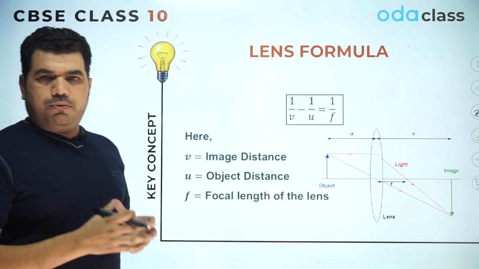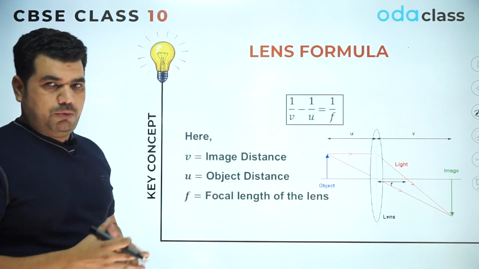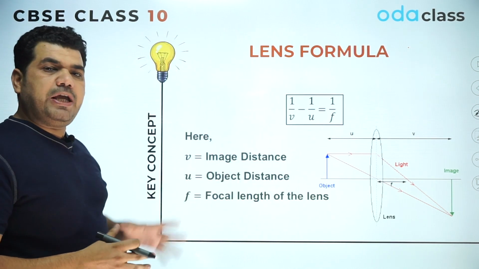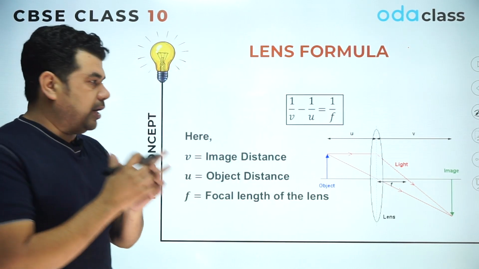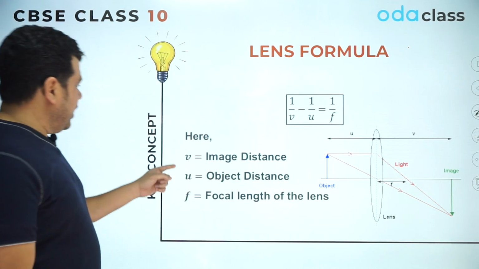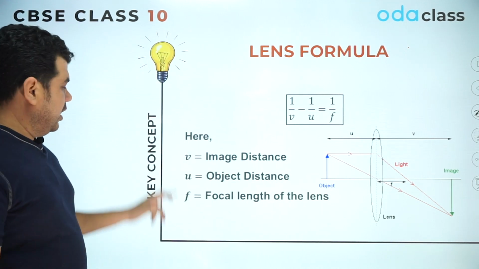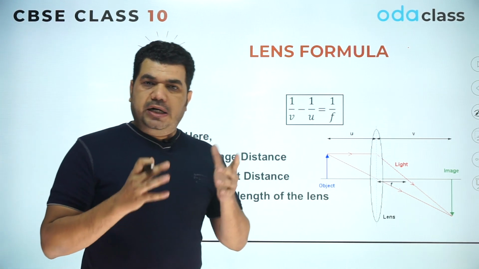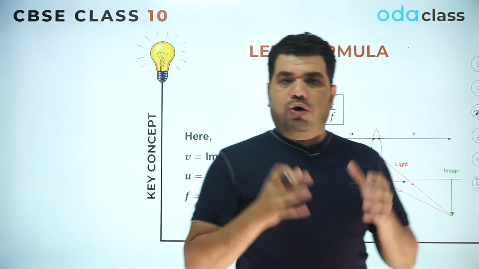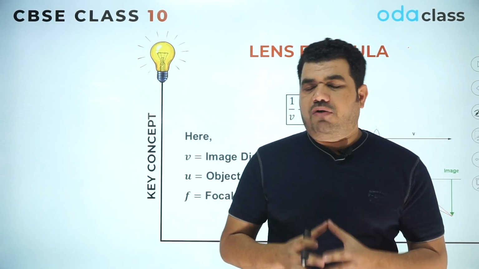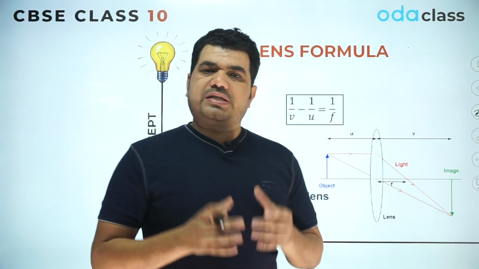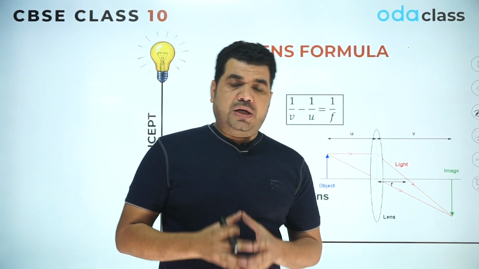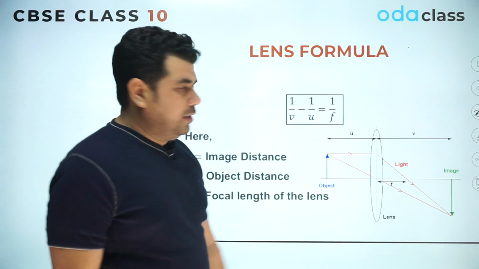Before going to start the numerical, let me introduce that formula. As you can see on your screen, the formula for the lens is 1 upon V minus 1 upon U is equal to 1 upon F. Here V is the image distance, U is the object distance, and small f is the focal length. And what other knowledge do you require to apply this formula? That is a very, very important thing, which is the sign convention. So what is the sign convention and how do you use the negative sign as well as the positive sign?